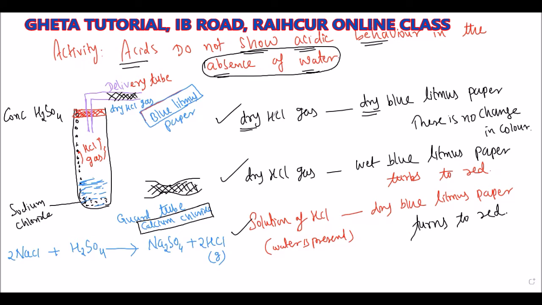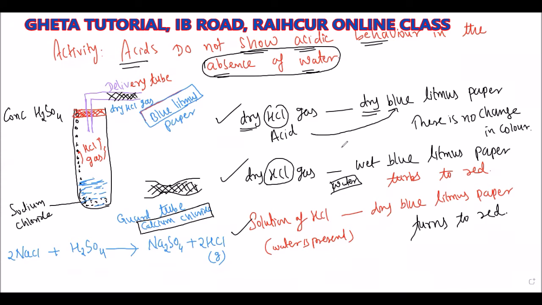Option C here. Here is HCl. This HCl is an acid. This acid will not change the color of blue litmus paper to red. Why does it not change the blue litmus paper to red? Because the water is not present. So HCl will not show the acidic behavior in the absence of water. HCl will show the acidic behavior only in the presence of water.